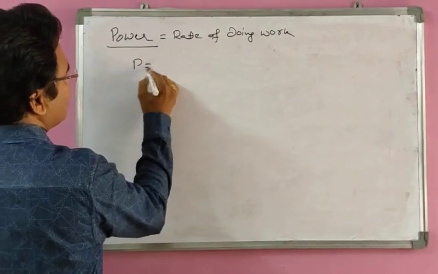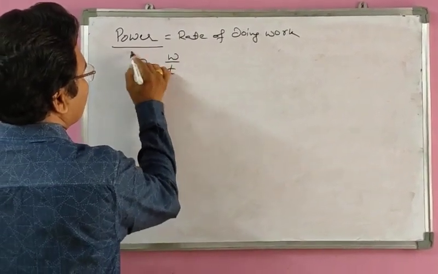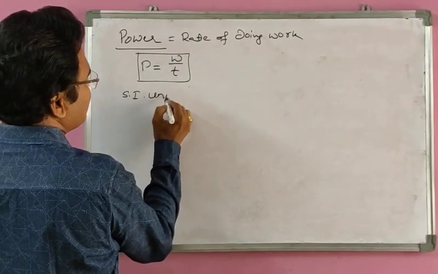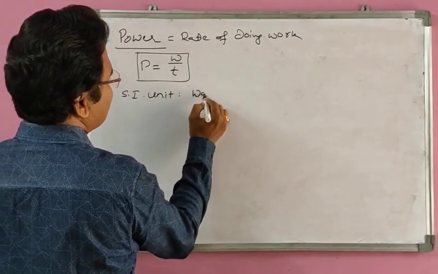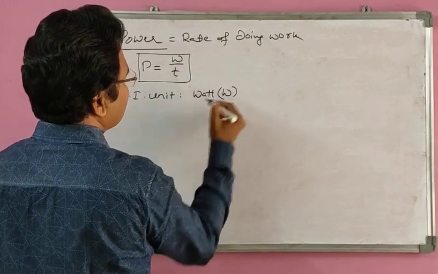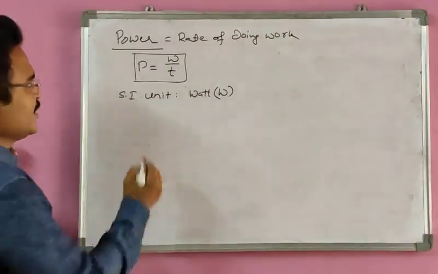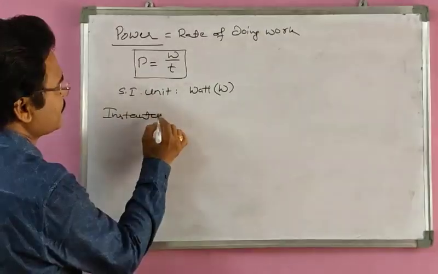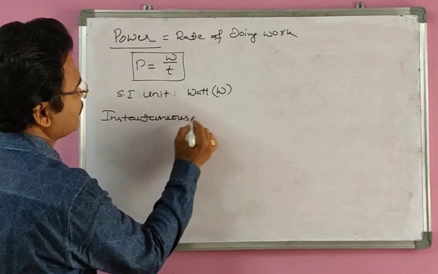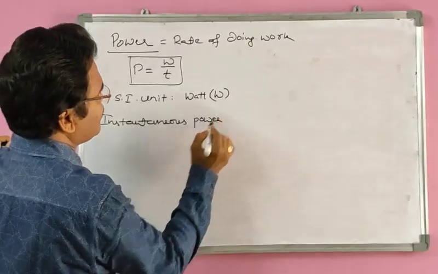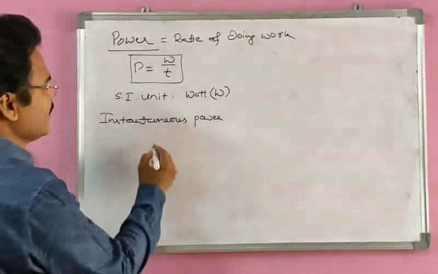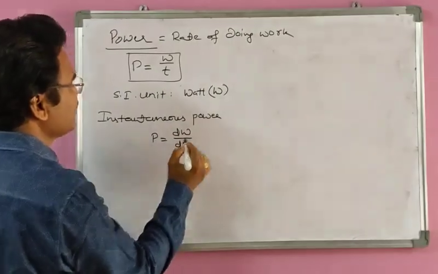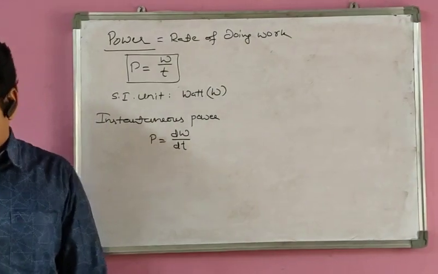And P equals, we can write, W by T. Its SI unit is watt. And what about instantaneous power? Instantaneous power P equals, we can write as dW by dt, that is work done.